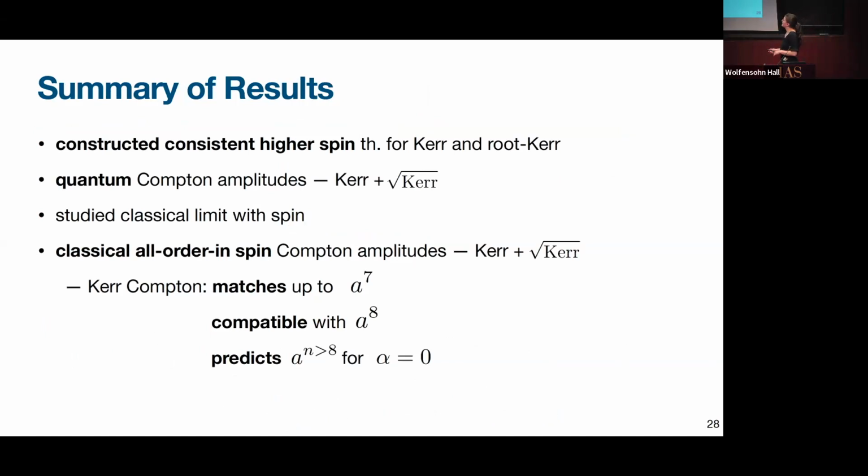As a result, we got these really nice classical all-order-in-spin Compton amplitudes for both the Kerr and the root Kerr. Unfortunately for root Kerr, we don't have so much to match to, but for Kerr, we can compare to the Teukolsky solution. As I said, we match up to a to the 7. We're compatible with a to the 8, and we can predict further, at least in this alpha 0 sector.